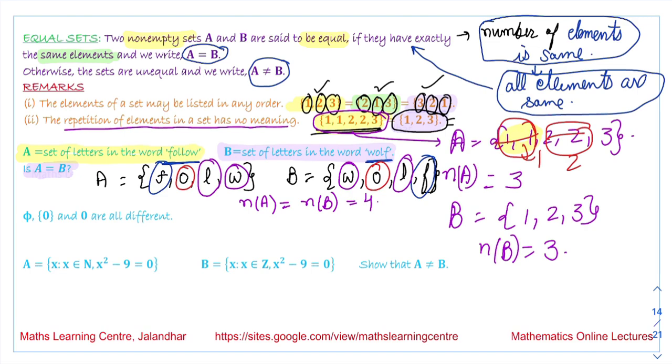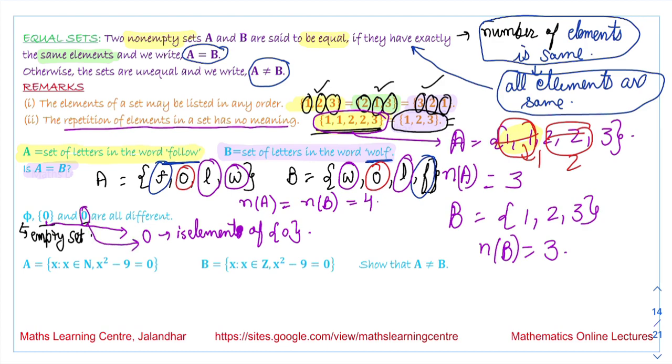Next is phi, the set {0} and 0, which are all different. This phi means it is the empty set, it has no element. Second, we are talking about the set {0}, which has an element 0. 0 is an element of this set. So when we are writing this, we are saying 0 is an element of this set.